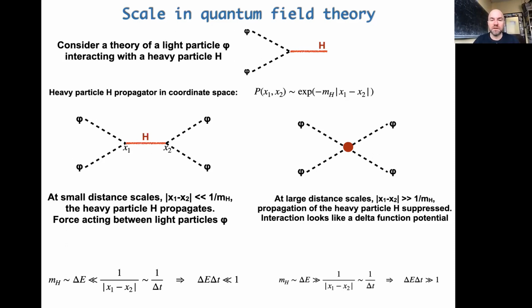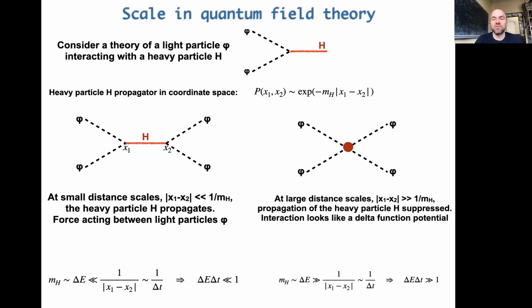So if we look at it in coordinate space, what happens is that if we can resolve the distance scales where x1 minus x2, the distance at which the field propagates, is much smaller than the inverse mass of the mediator, then we see the effect of the propagation of the heavy field.